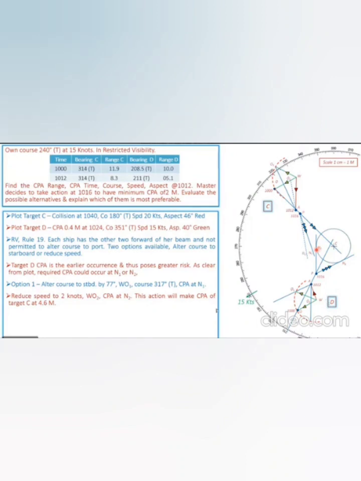Let us now check the effectiveness of the second option, that is reduction in speed, for target Charlie. So let's do that. Our initial own ship vector was Whiskey to Oscar, WO. Now we modify the length of this vector as per our new speed of 2 knots. And this is modified now to WO2 here. You can follow the laser pointer, W2O2. This is the new own ship vector.